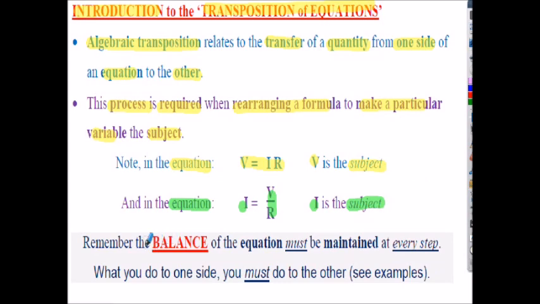One thing to remember throughout our transposition process is that the balance of the equation must be maintained at all times. Failure to do this will result in an incorrect solution. So in other words, whatever we do to one side of the equation, we absolutely must do to the other side of the equation and keep this inherent balance of a process. We'll show this process in the examples we're going to work through.